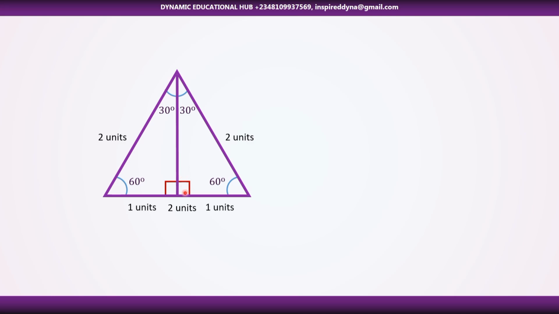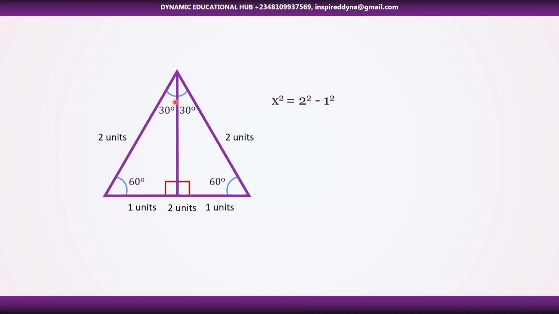Now, since we have divided these 2 units into 2 equal parts, it means that from here to here will be 1 unit, and from here to here will also be 1 unit. And before bringing in 1/2, we still need to find the value of this line with respect to what we have.